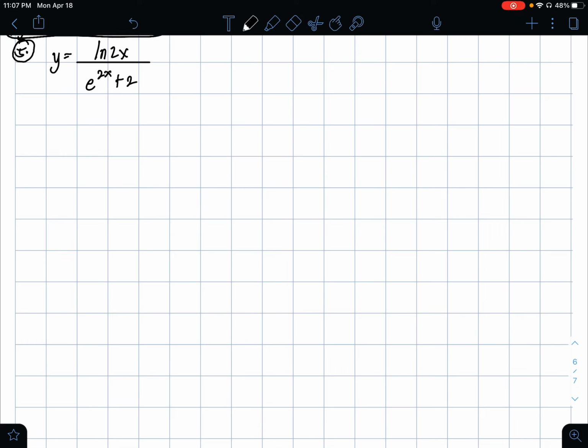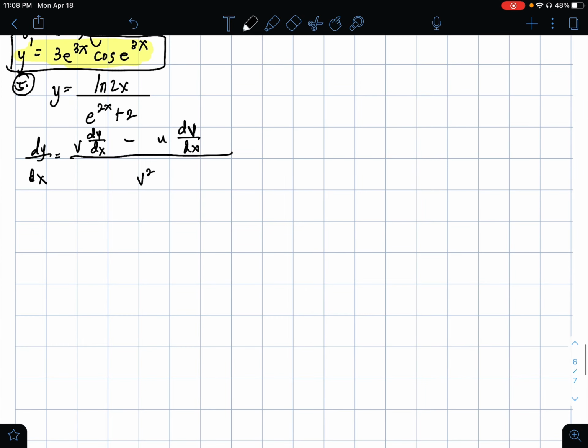So pag quotient formula, if you can remember, that is dy over dx. Remember that is, this is v squared. V man is siya class. Then this is v du over dx minus u dv over dx. Okay? So atong u karon diha class is ln of 2x. Our du over dx is 1 over 2x times 2. Or that is 1 over x.